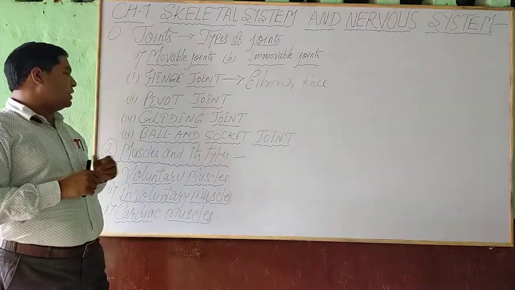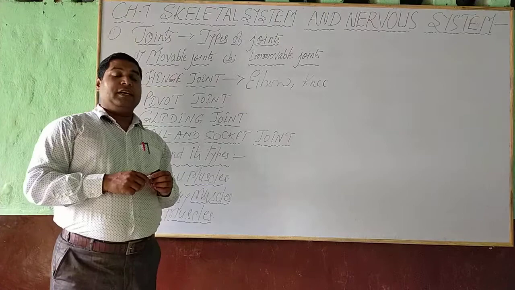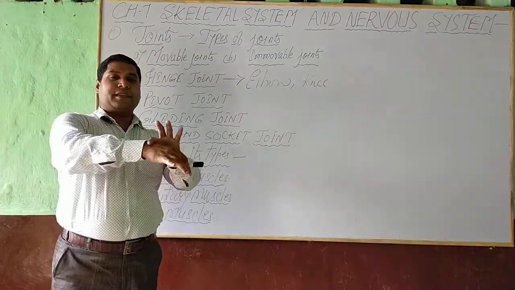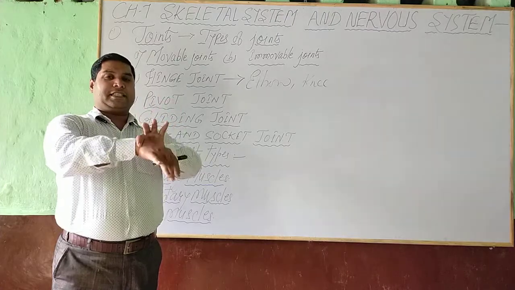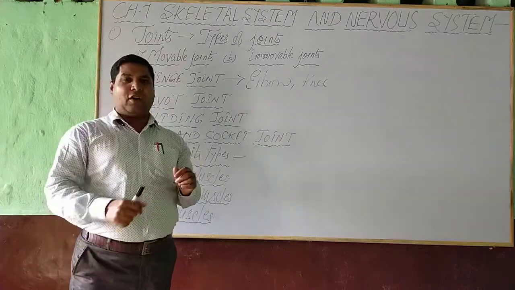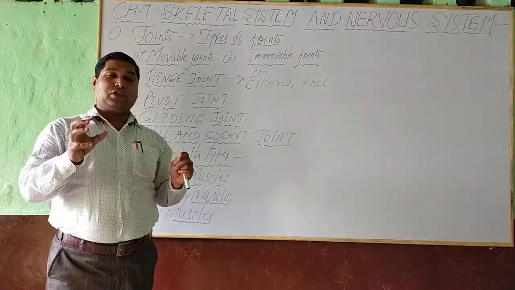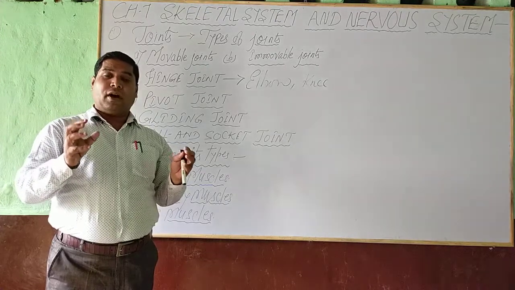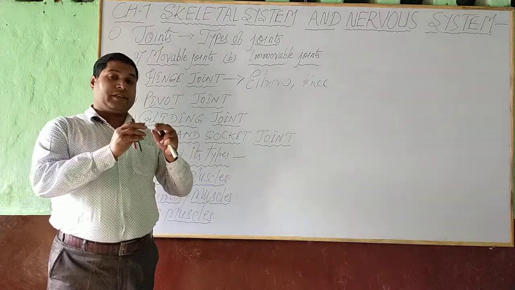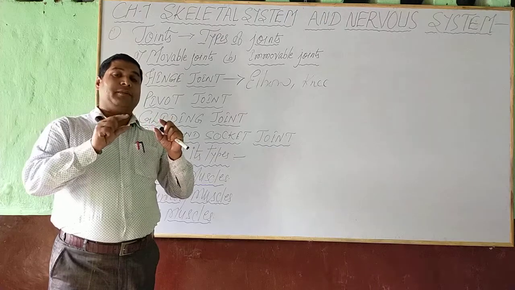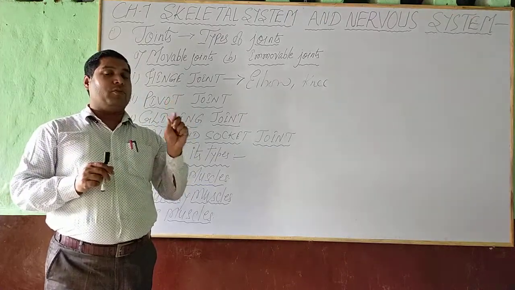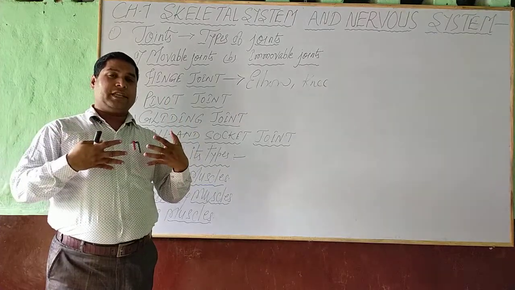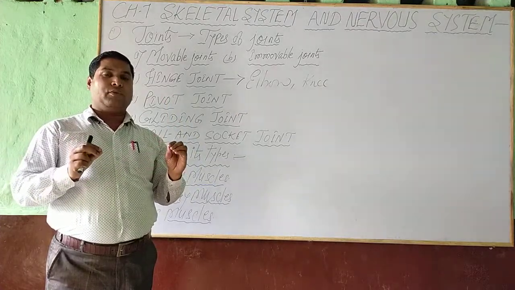Next type of joint is gliding joint. Gliding joint is present in our wrist, and in our leg at the bottom, the ankle. Also, gliding joint is found between the vertebrae. What do you mean by the vertebrae? 33 small bones join together and make the backbone.